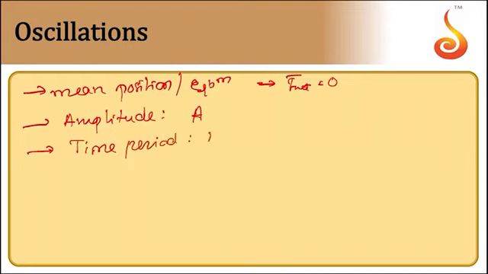Time period T is the minimum time required to complete one oscillation. It starts from a particular position, goes to another extreme position, and comes back to the mean position after covering one full oscillation, and this is known as the time period.